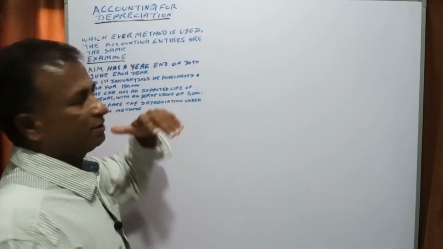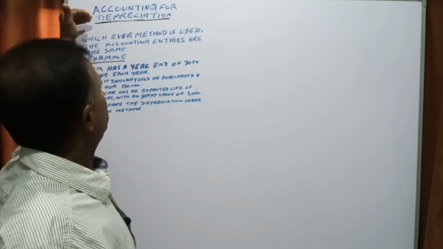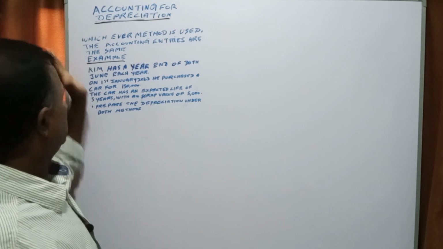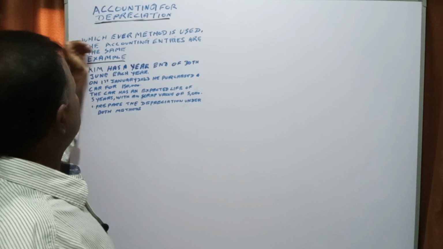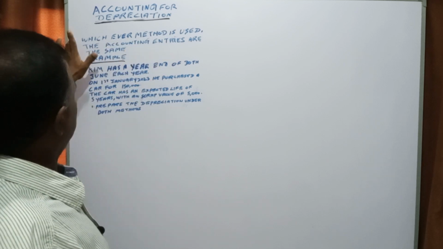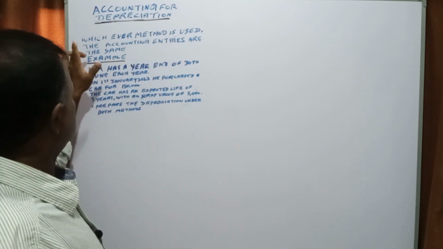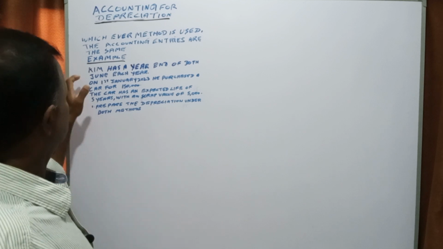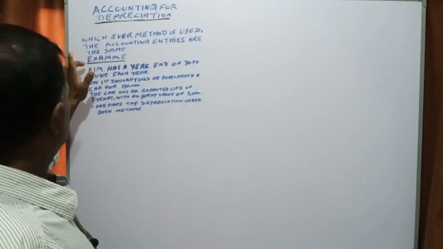Okay, in this lesson, we are going to discuss an example for accounting for depreciation. Under whichever method we use, the double entry is the same. That's what we have mentioned. Whichever method is used, the accounting entries are the same. Let's go straight to the example.